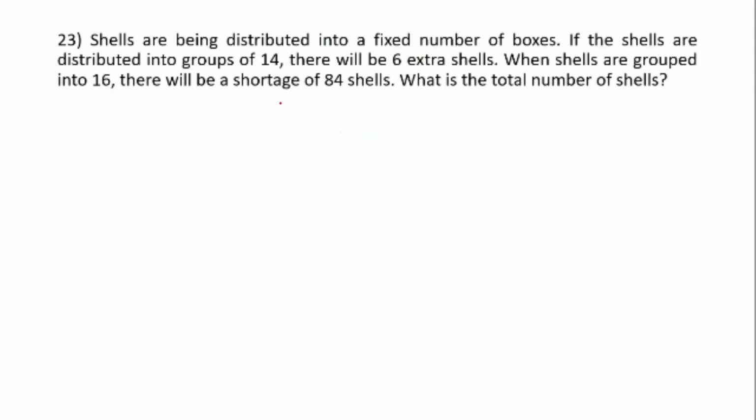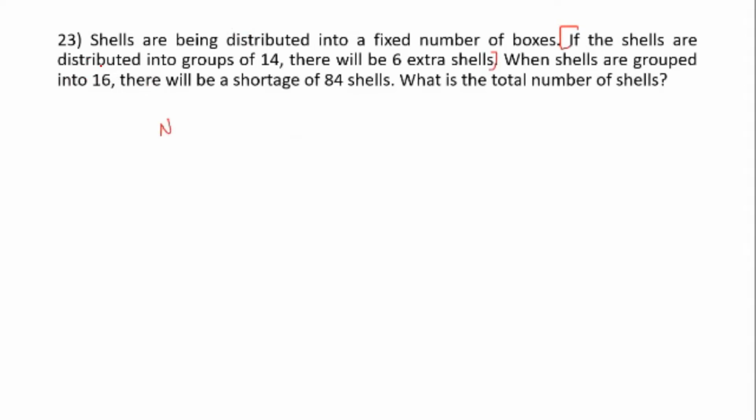Then number 23. Shells are being distributed into a fixed number of boxes. If the shells are distributed into groups of 14, there will be 6 extra shells. When shells are grouped into 16, there will be a shortage of 84 shells. What is the total number of shells? Okay, so let's write down the equation for the two conditions here. So first, let's start with this.